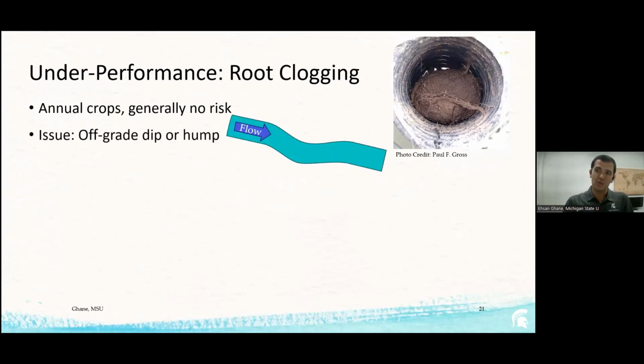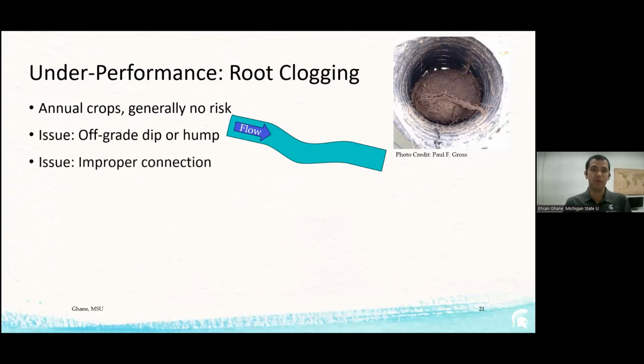But the issue that could cause it, even with annual crops, is if you have an off-grade dip or hump in the pipe. I'm showing in this graph an off-grade dip in the pipe. As you're installing it, this has to be uniform grade. If it's a dip like this, water will be sitting there, and that's the place the roots want to come to, and that could potentially cause root clogging.